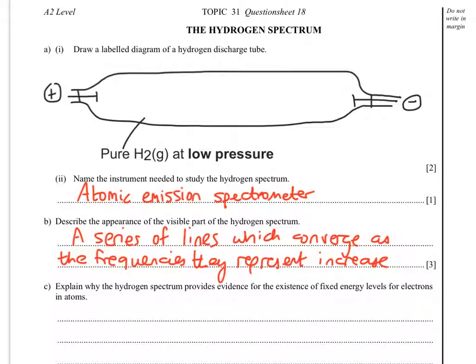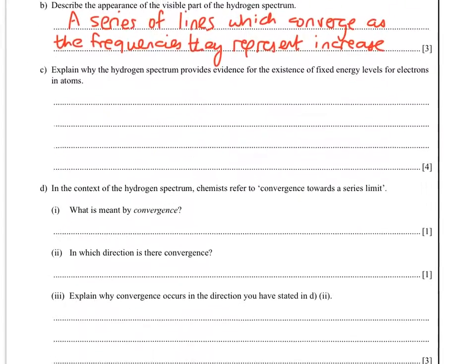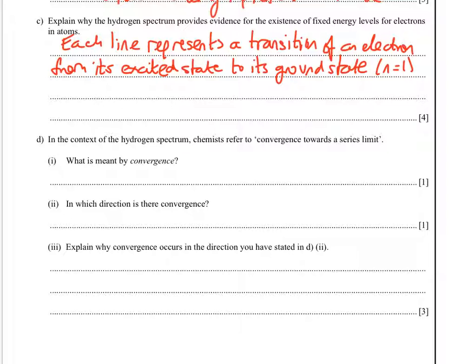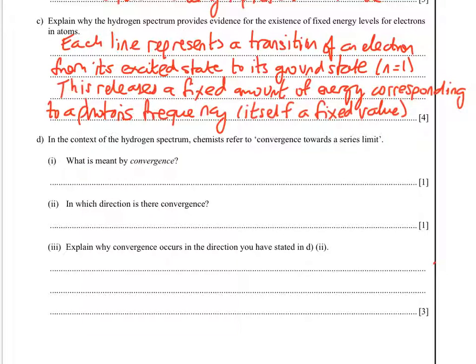So the next part asks to explain why the hydrogen spectrum provides evidence for the existence of fixed energy levels for electrons in atoms. So you need to move the page down a bit for this. And it's 4 marks, so there's a series of things we obviously need to say. The first thing is the idea that each line represents a transition of an electron from its excited state, wherever that happens to be in the quantum levels, to its ground state at quantum level number 1. And in doing so it releases a fixed amount of energy which corresponds to a specific photon's frequency, which is itself a fixed value.